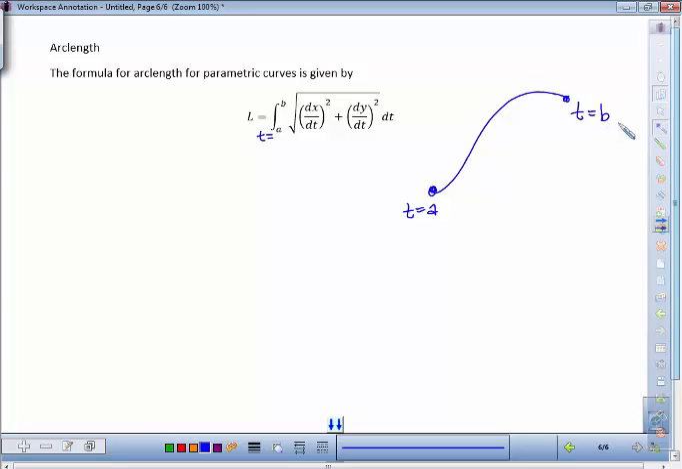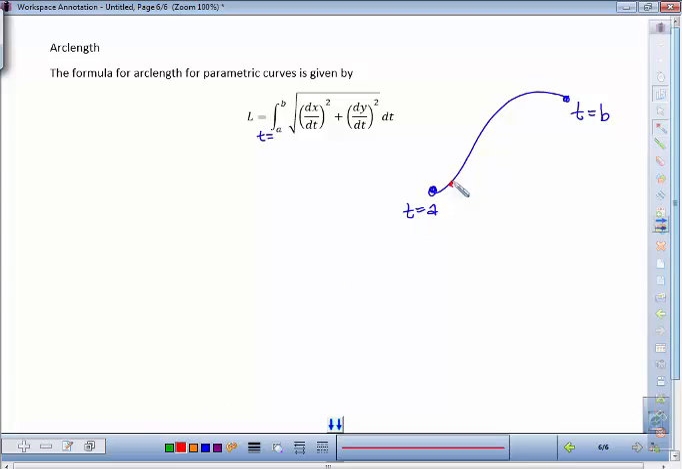You have a curve. When t is equal to a, you're at some point, and when t is equal to b, you're at some other point. And then the curve traces out whatever it traces out. It could be a circle, or it could be whatever other shape that it might be. So the idea behind this is that this is really breaking this down into little pieces.